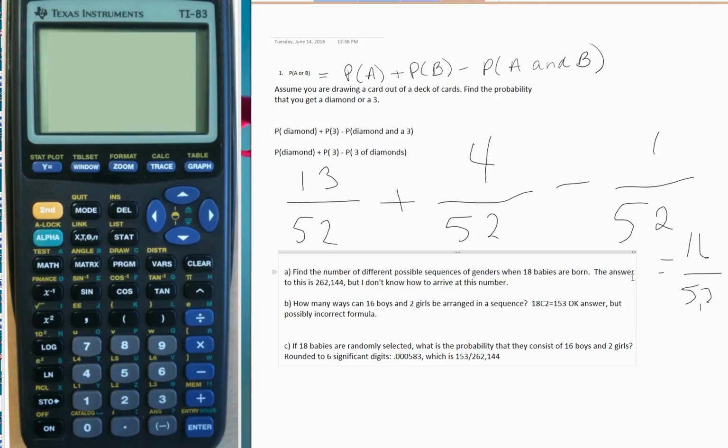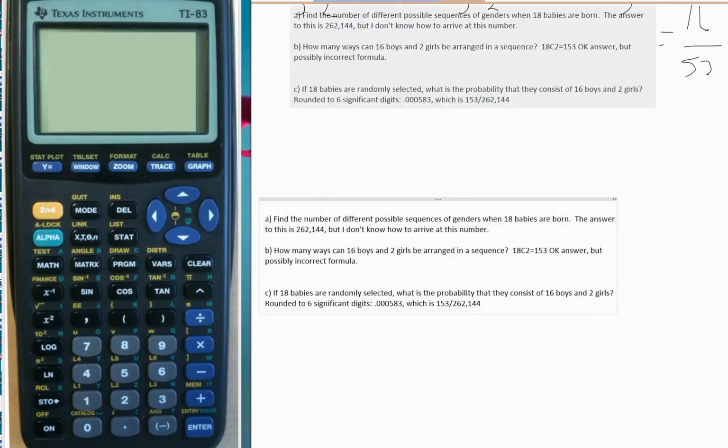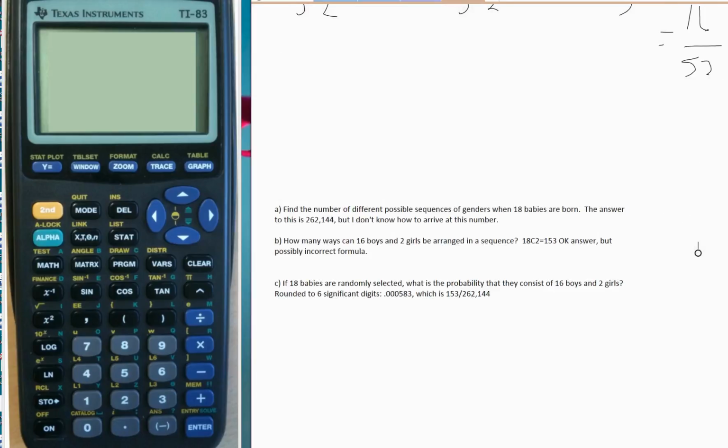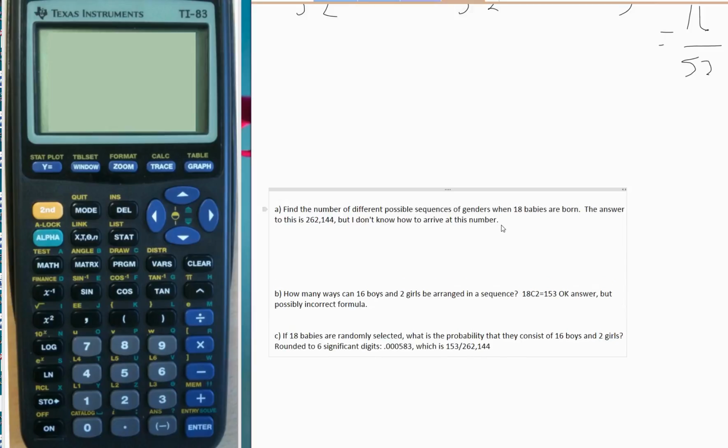Okay, so let's move on to the next question here. You had 2 very much the same. Okay, so part A says find the number of different possible sequences when 18 babies are born. So here we need to think for each baby how many possibilities there are. So if you think of 18 different spots, I'm not going to draw 18 here, but the first one could either be a boy or a girl. So that's 2 different possibilities.